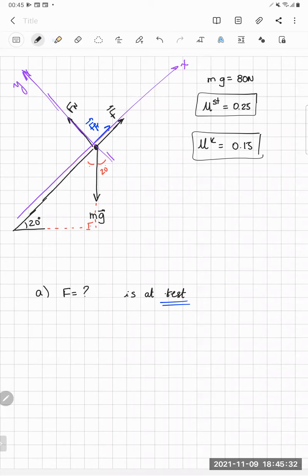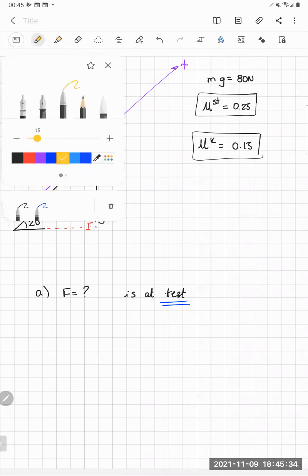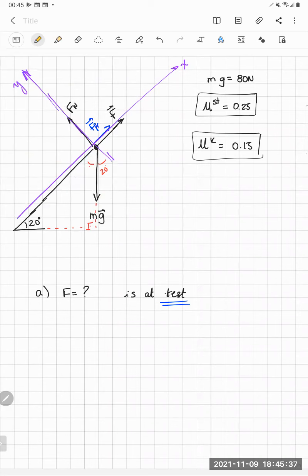How do I decompose? I need to make my triangle. The mg is the hypotenuse of my triangle. So I'm going to make my triangle along this frame to decompose that force. How do I do that? Well, I make a line here parallel to x. I have this line here parallel to y. So this component here is the mg along the y direction. This is the component of the mg along the x direction.